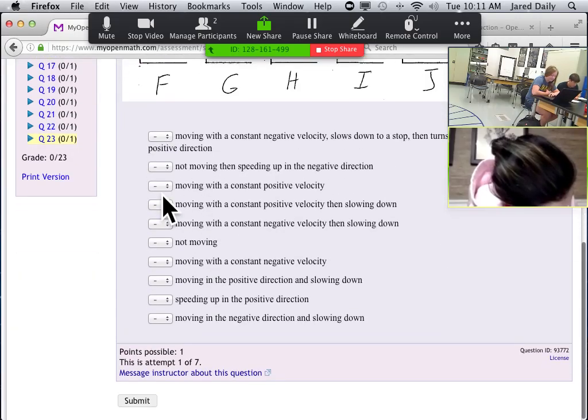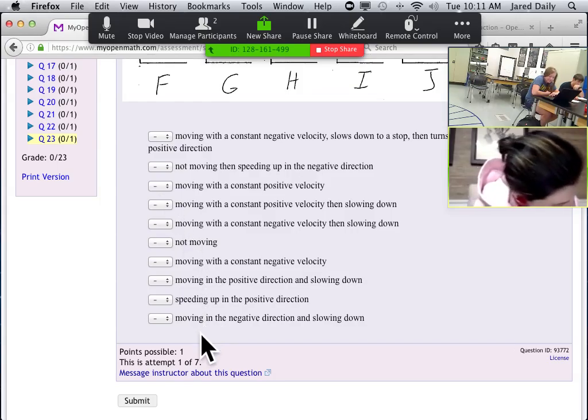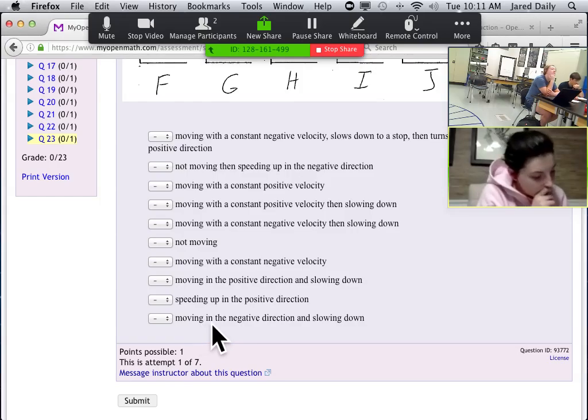So that A1 is this, is it, which one is that one? Moving in the negative direction and slowing down, is that one?